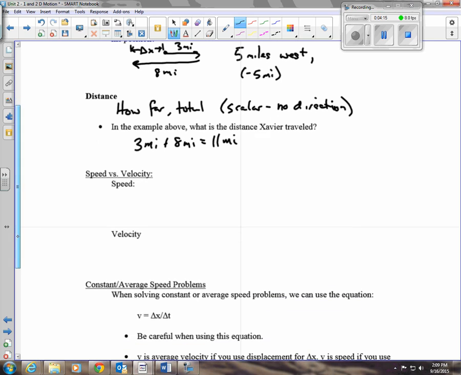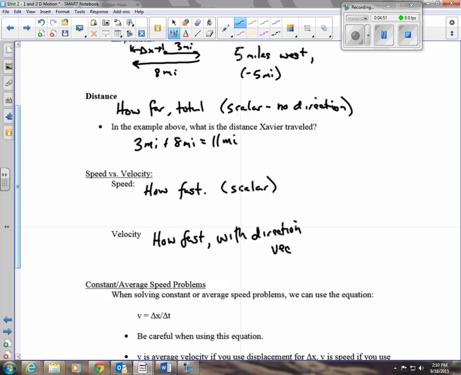Now, speed and velocity. In the English language, we use those interchangeably, but they actually have slightly different meanings. Speed is how fast something is moving. Okay, and it's a scalar. All right, and then velocity is how fast with direction. So it's a vector.